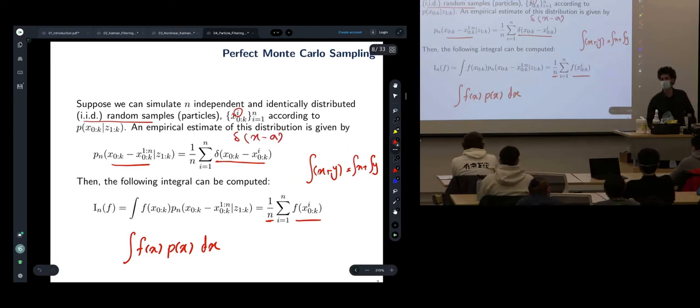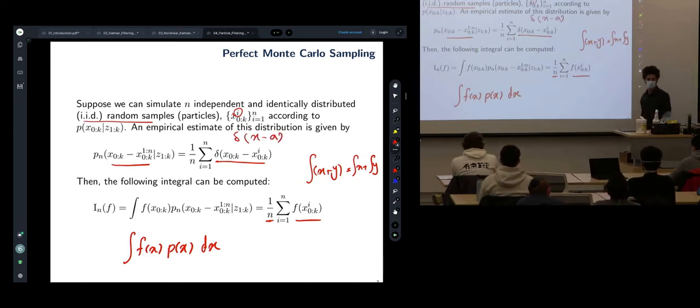You don't need to overthink it. You could write it the other way as well. Just emphasizing the mass is centered around these points, not everywhere else, okay?